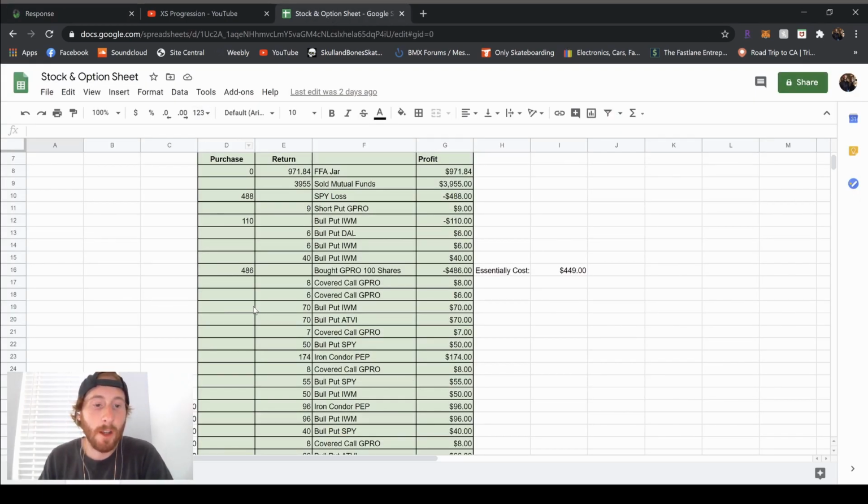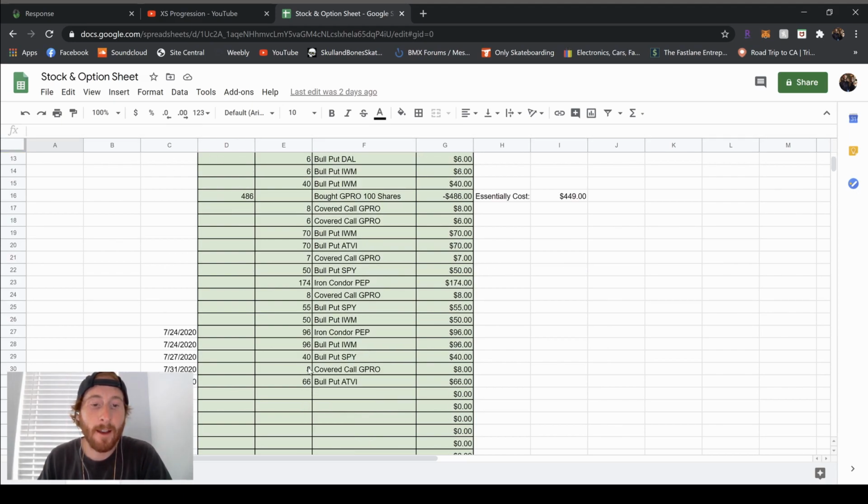So I'm keeping a sheet over here on Google Sheets of all of my trades. And I'm keeping track of all my covered calls on GoPro too. Originally I bought it for $486, right? So that means it was $4.86 per share when I actually went in on GoPro. And I keep chipping away at it. By subtracting all of these covered calls, I've essentially paid $449 instead of $486. So I'm gonna keep on doing that until this is essentially free, and then I'll just have 100 shares of GoPro. All right, what else do we got going on?